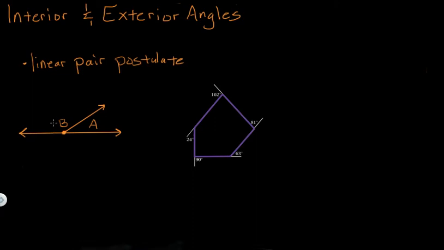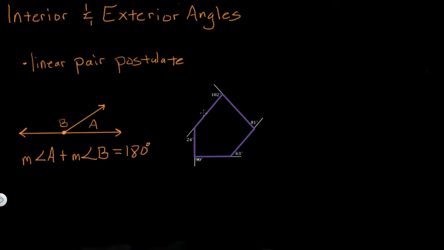The linear pair postulate basically says that the measure of angle A plus the measure of angle B will be equal to 180 degrees if we have a linear pair. So again, if we have two angles that combine to form a straight line, then the sum of those two angles equals 180 degrees.